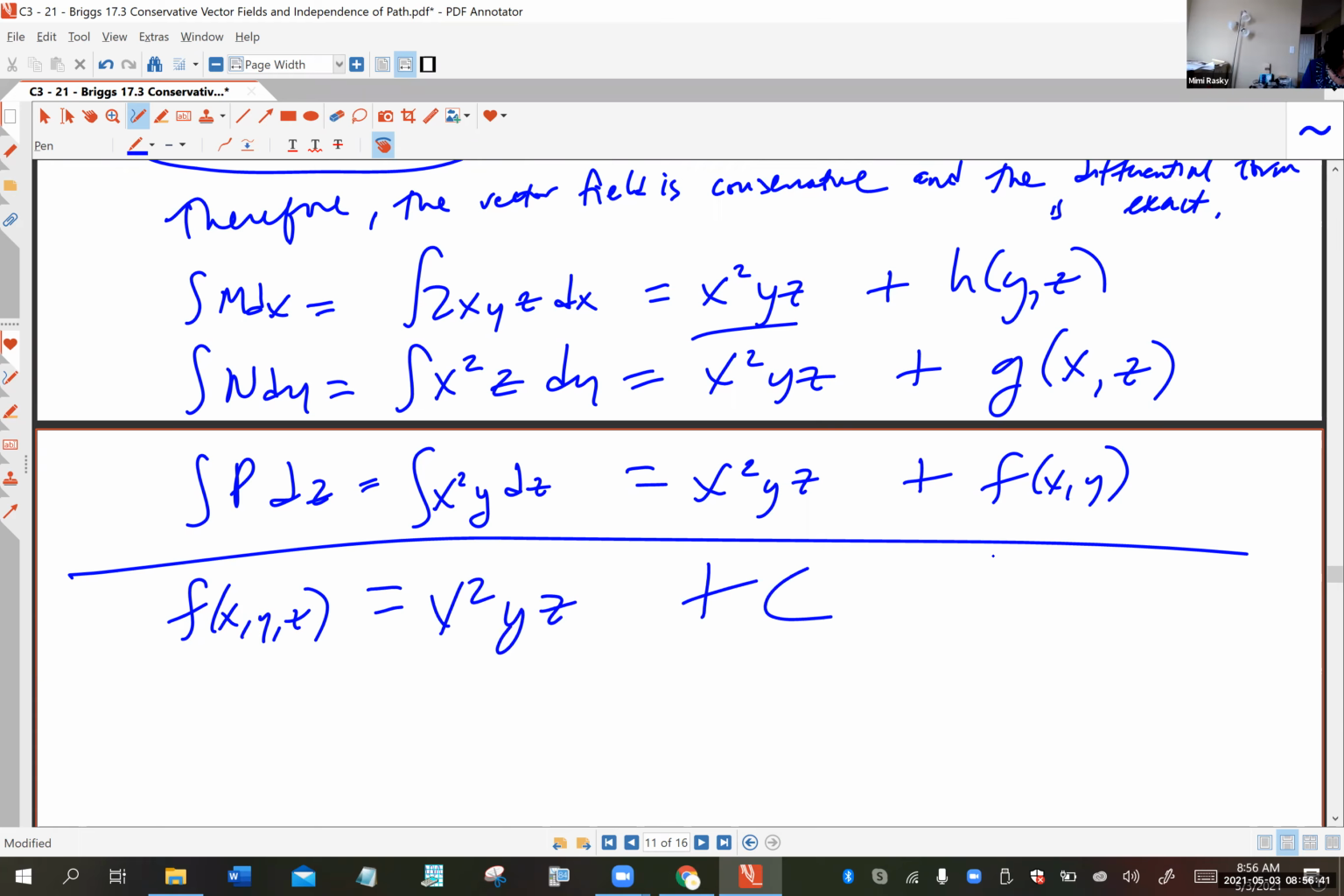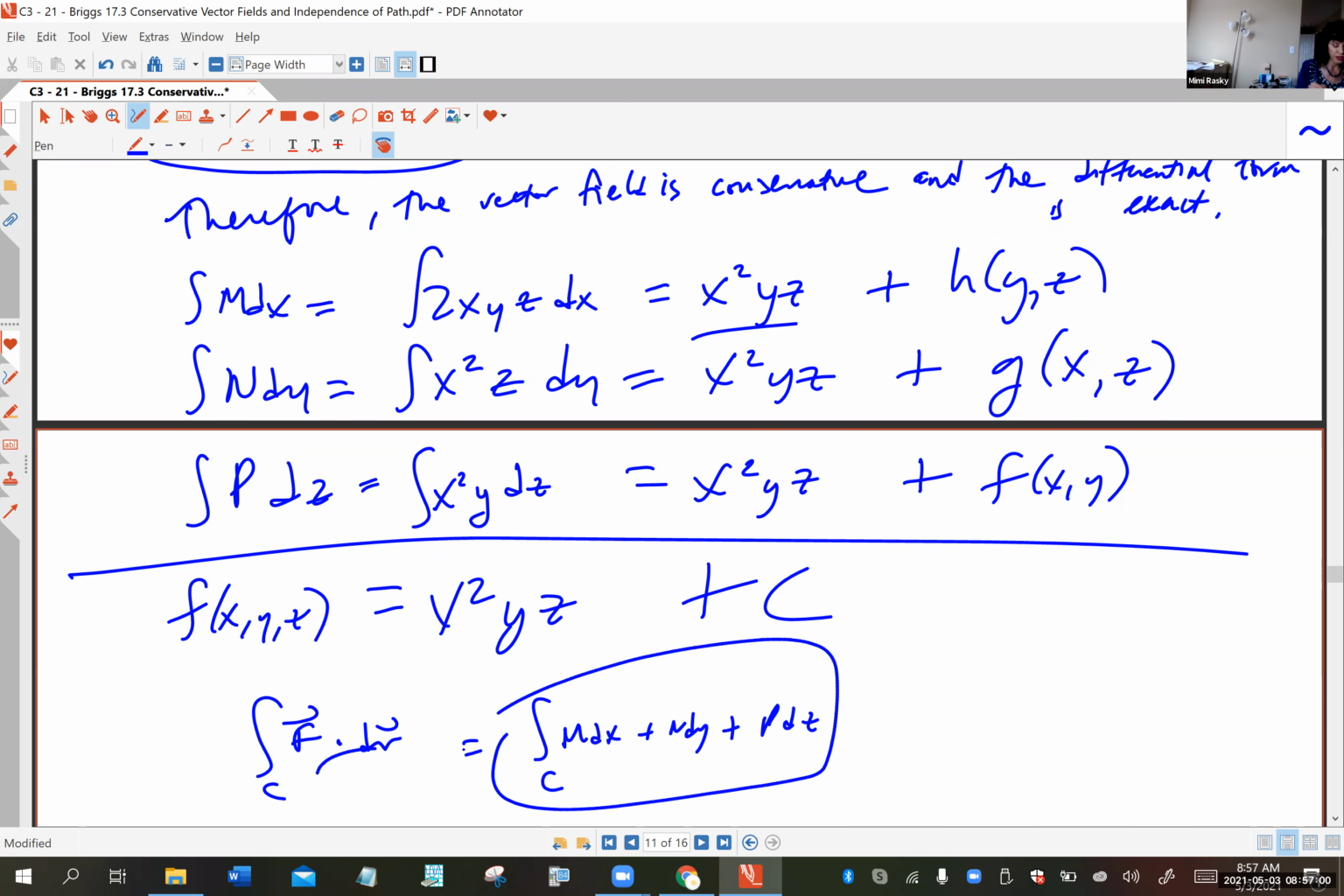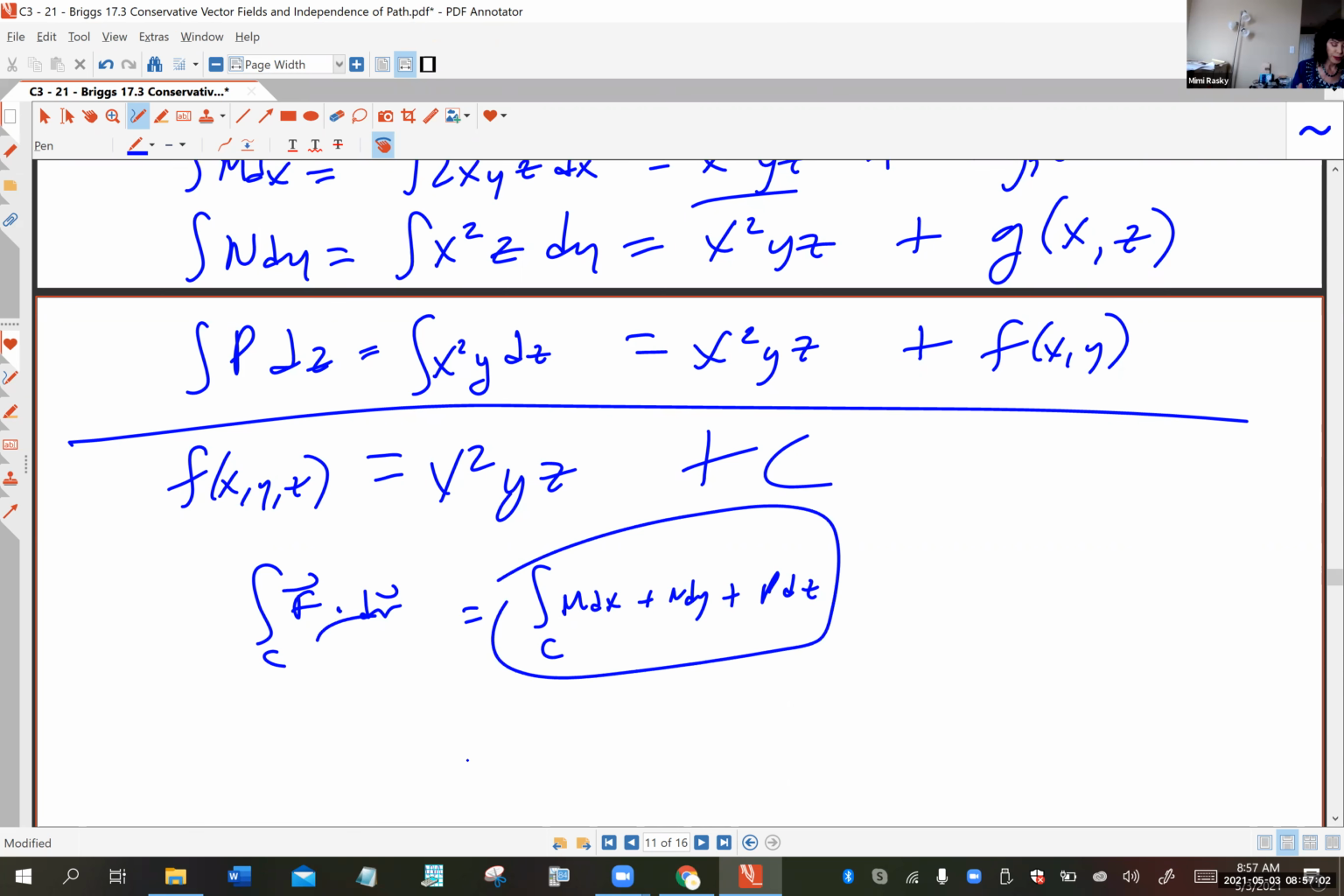And now what? Well, now you can do this line integral. This line integral F dot dr, which is the same as M dx plus N dy plus P dz. Remember, I told you these two forms are really the same. The differential form is just where somebody did the dot product for you. This is just going to be the potential function evaluated between the beginning point, (1, -1, 2), and the final destination, (1, 4, 3).